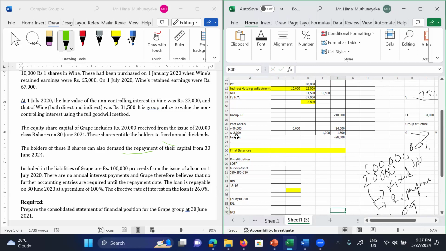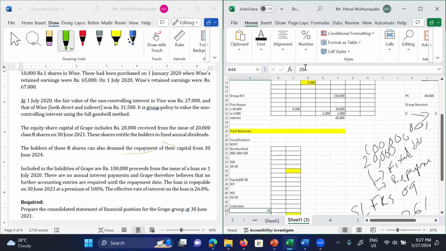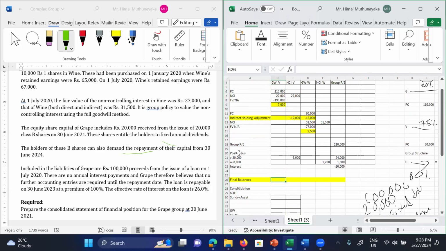And you need to add it back to the liability, because you didn't pay that 26. So the double entry would be: the liability will be credited and it should be debited to the consolidation retained earnings. So that is done. So now we can prepare the consolidated statement of financial position. So let's take the final balances here. So this is 7,000.